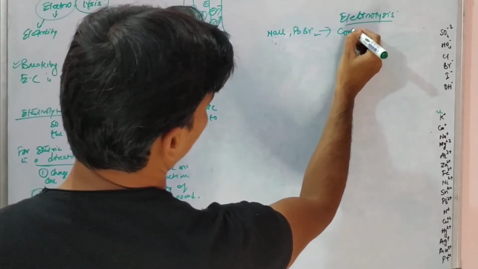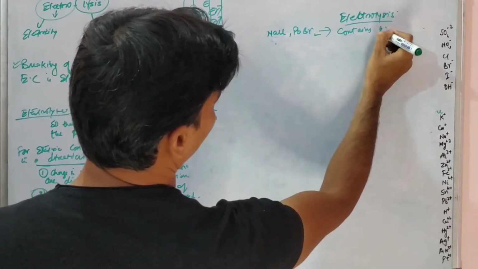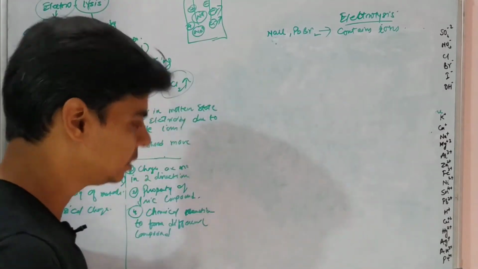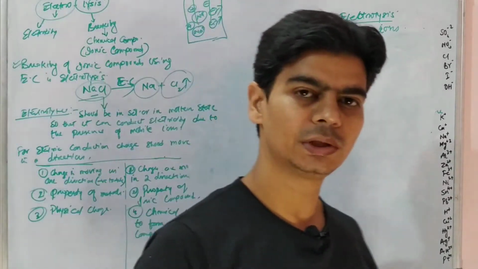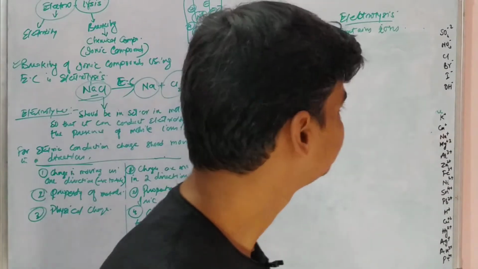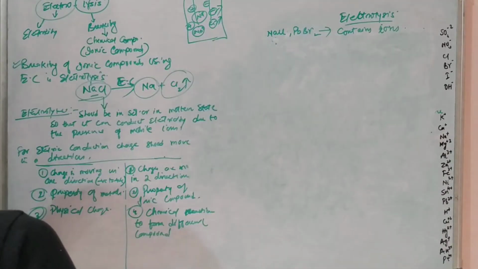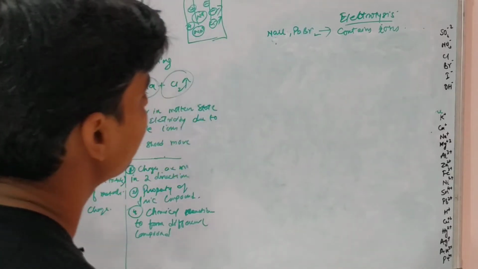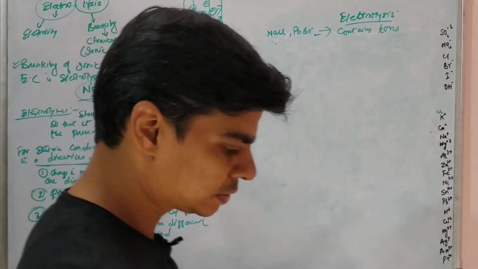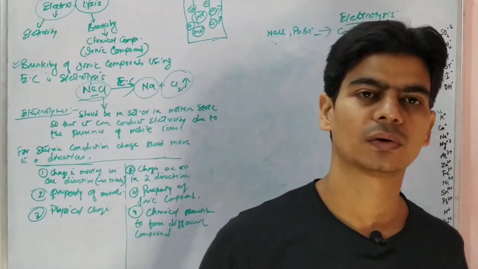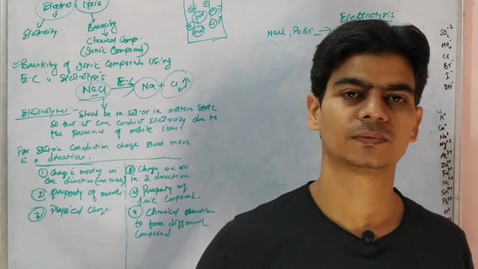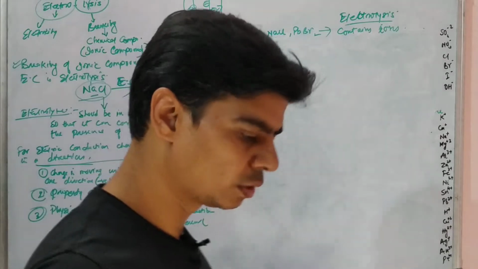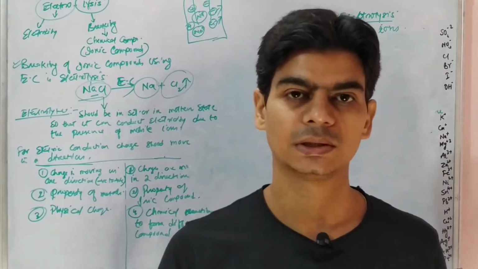All these in solution state or in molten state contain ions, and due to which they are good conductors of electricity. Like we have studied in case of acids, there are weak acids, there are strong acids. We have weak bases, they have strong bases. Similarly, in case of electrolytes also, since we know that electrolytes conduct electricity due to the presence of ions.